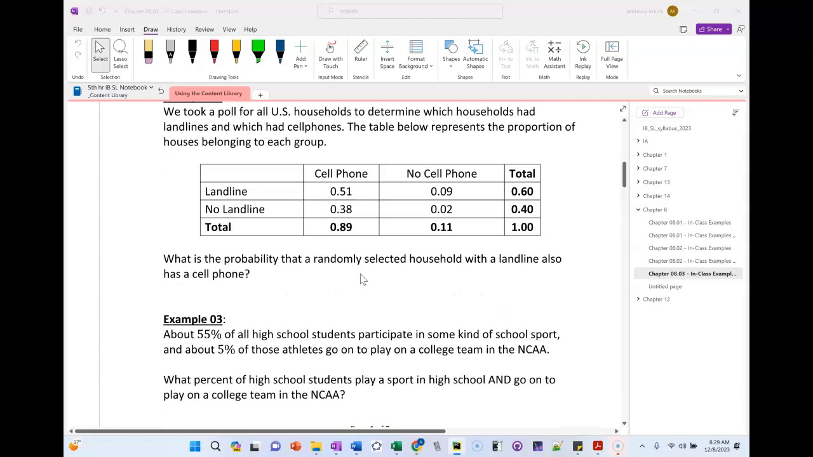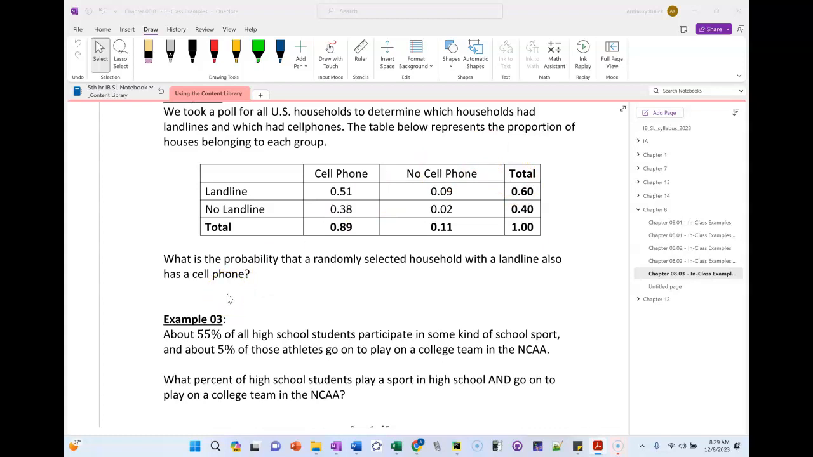So let's see. The ones in the landline, is it the total? So 0.51 over 0.6. That's what you said, right? That's not what I thought it was, but if I got it right, it works.